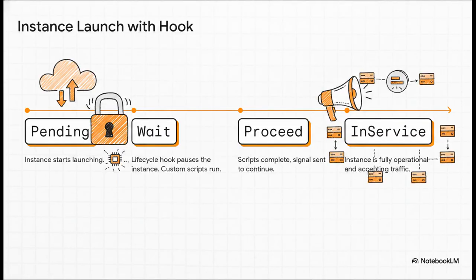And check this out. This is how it works. As an instance is launching, the lifecycle hook intercepts it and puts it into this special pending wait state. The server is running, but it's not considered in service yet, so the load balancer won't send it any traffic. This gives your script time to do its thing. Once it's done, it signals autoscaling, which then flips the switch to in service, and only then does it start getting real traffic. It's a lifesaver for complex applications.